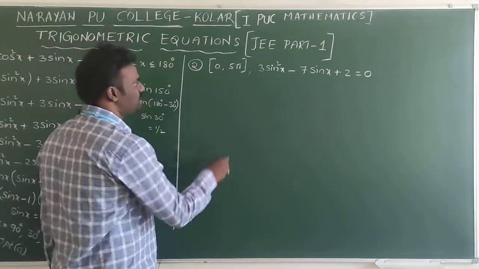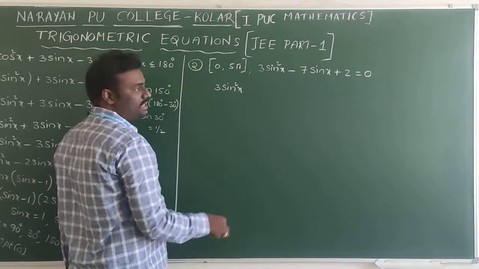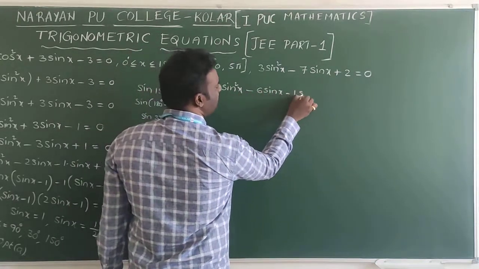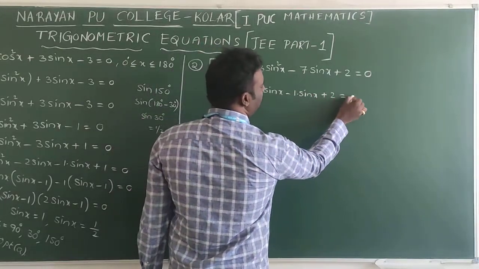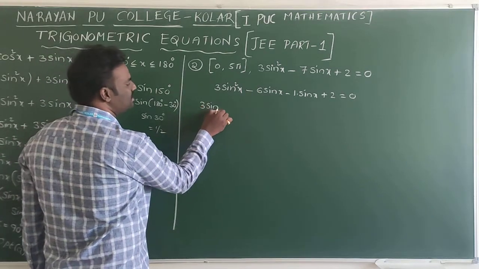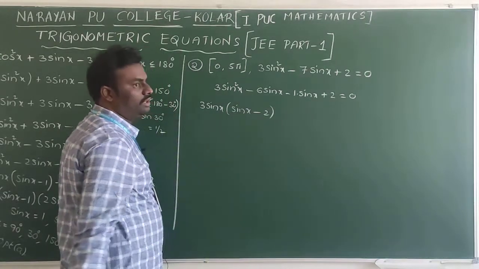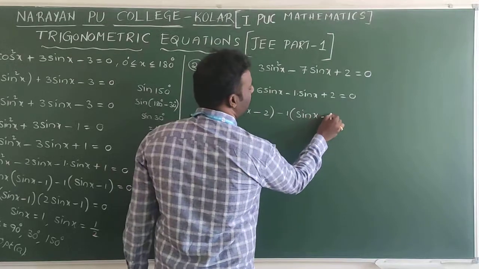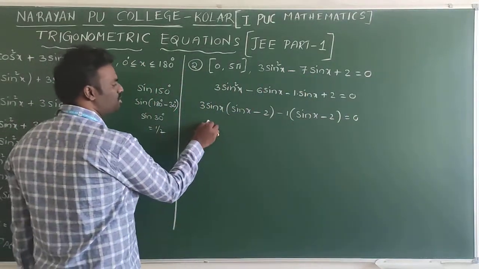Now if you factorize this, 3 sin square x minus 7 sin x can be written as minus 6 sin x minus 1 sin x plus 2 equals to 0. In first two terms, 3 sin x common, sin x minus 2. Next two terms, minus 1 common, sin x minus 2 equals to 0. Again I will take sin x minus 2 common.